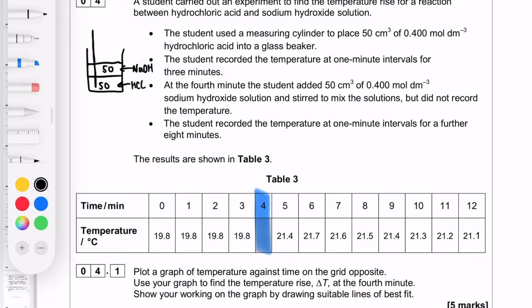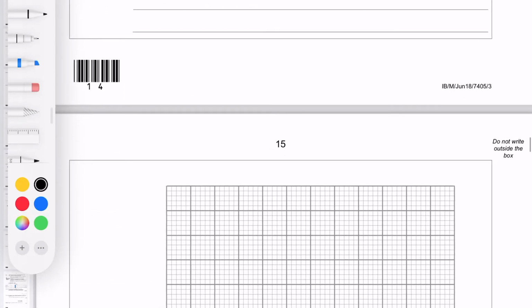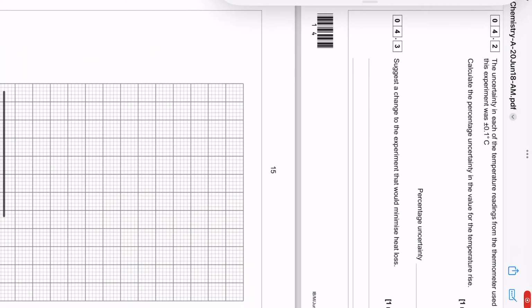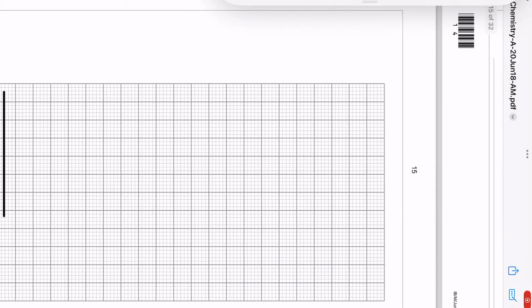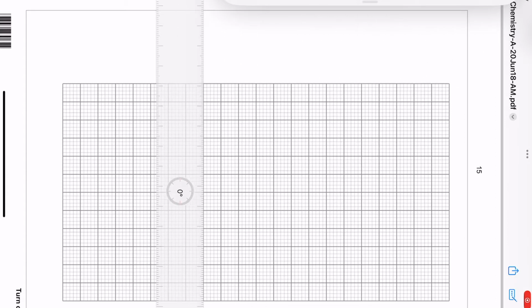Plot a graph on the grid opposite. So we're going on to the next page and we have to plot a graph. I'm just going to have to turn the page so that I can fit this in. And then we're going to look at the graph paper they've given us. Remembering the shape of this graph, we're going to have time along the bottom axis. Remember that the exam board pretty much always give you the right amount of paper. So if this is how much they've given us, then this is probably what we need for time.